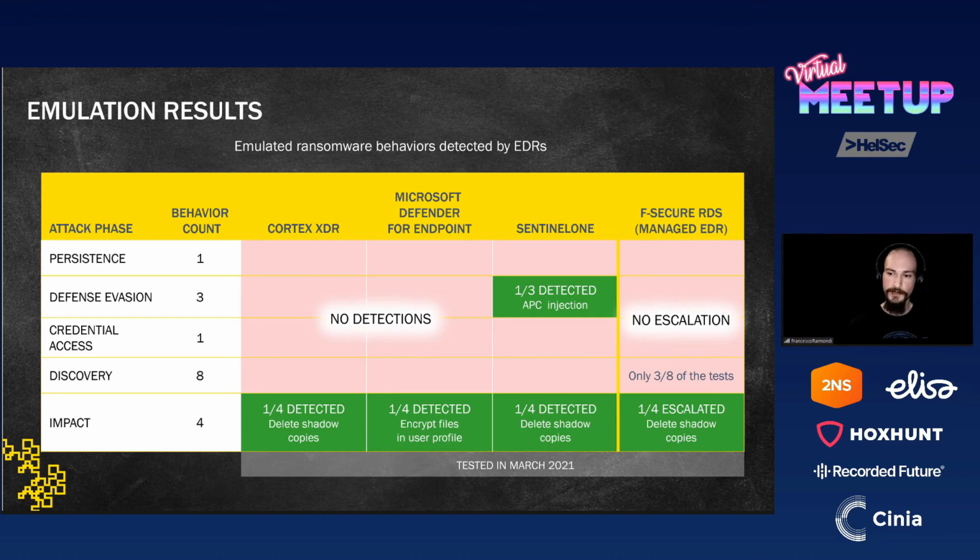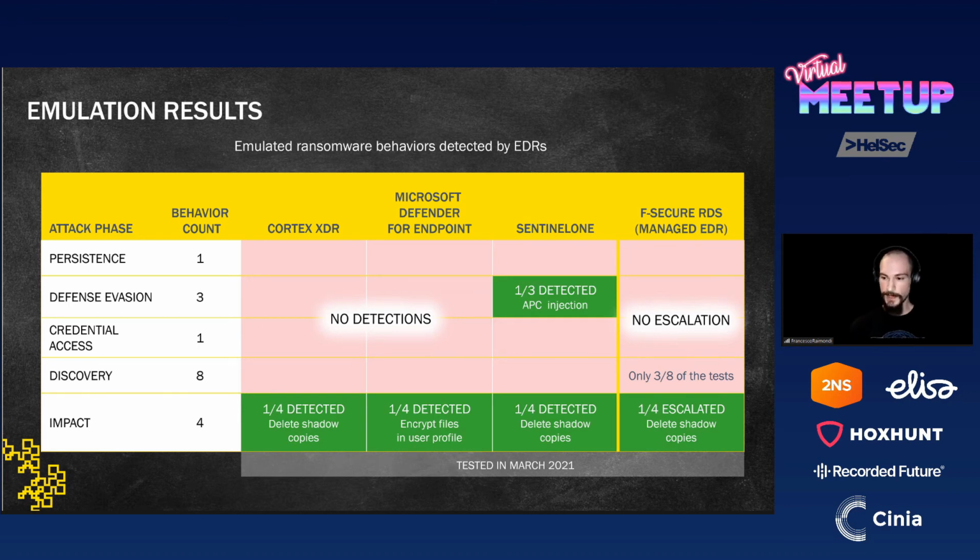With defense evasion, we ran 3 different process injection techniques. So APC injection, thread hijacking, and remote thread injection. And we only had SentinelOne blocking one specific process injection technique, which is the APC one. So that means that basically the thread hijacking and remote thread injection techniques went undetected by SentinelOne as well. With credential access and discovery TTPs, those were also not detected by any of these tools. We also need to mention that with F-Secure RDS, we only executed 3 out of 8 of the discovery TTPs.